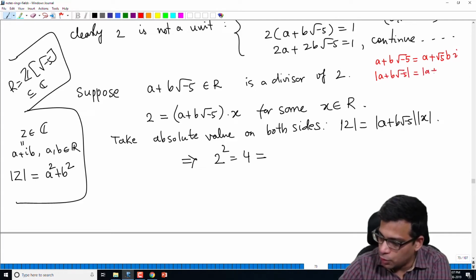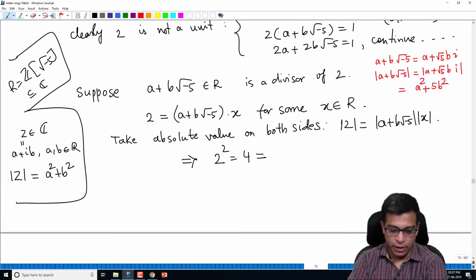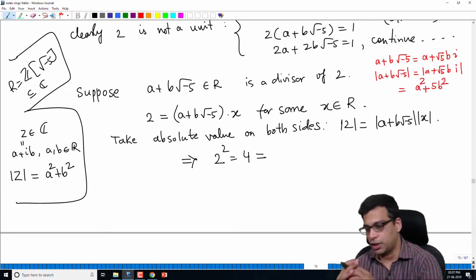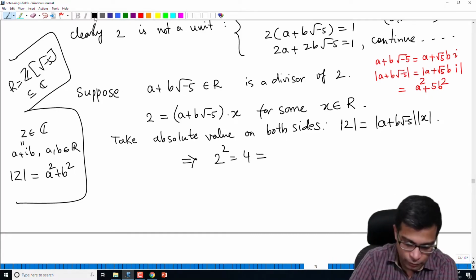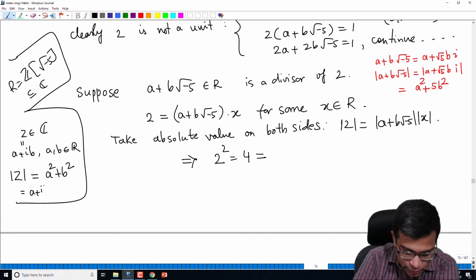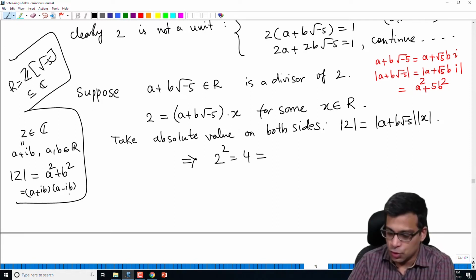the absolute value of a plus square root b i, which is a squared plus 5b squared. We square the real part, square the imaginary part and add them. a squared plus 5b squared. It's actually just a plus ib times a minus ib. That's what we have. So 2 squared is 4.